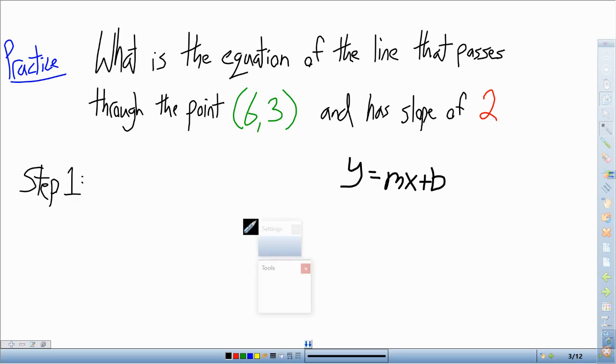Okay, so first things first, step number 1, let's point out our slope is a positive 2. Step number 2, let's go ahead and plug in this information and we will find what we're missing.